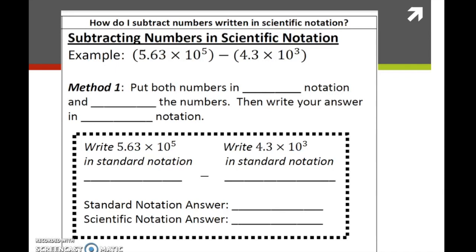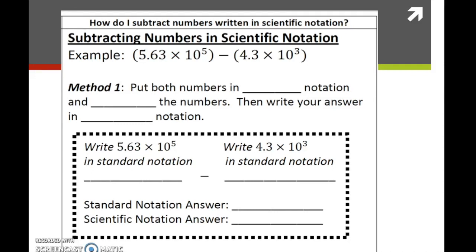Okay, now we're going to look at subtracting numbers in scientific notation. We looked at adding, now we're going to look at subtracting. So our example is 5.63 times 10 to the fifth power being subtracted by 4.3 times 10 to the third power. So once again, we're going to look at two different ways of subtracting numbers in scientific notation.